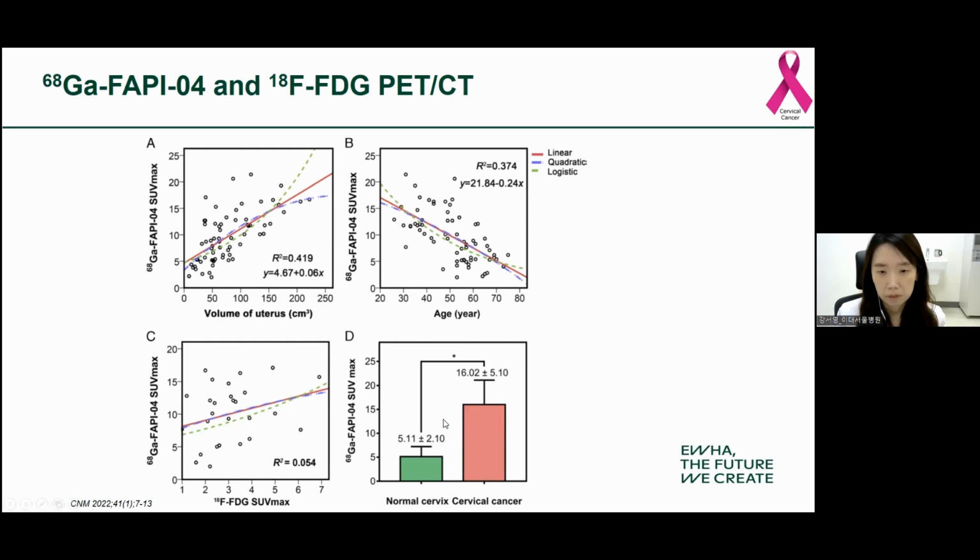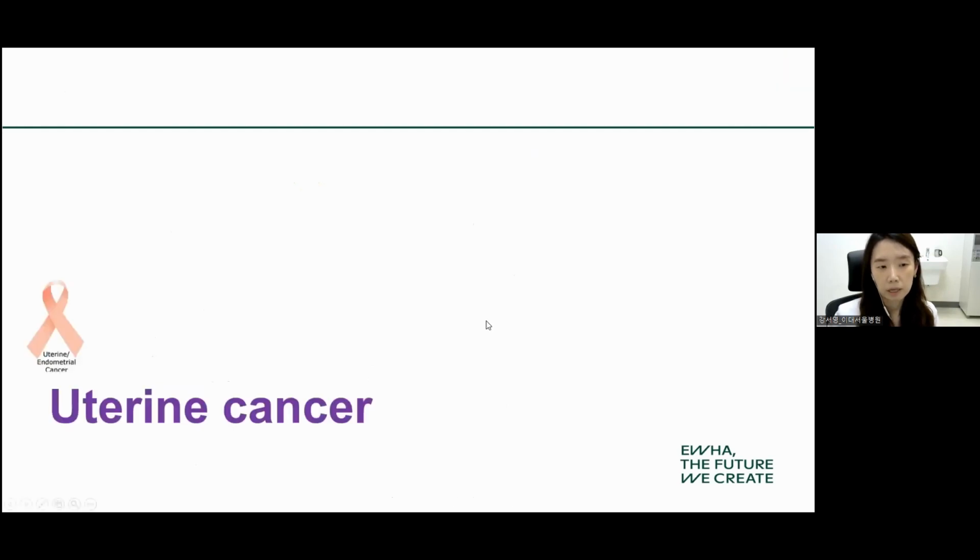So it means although there are a variety of physiological uptakes in the uterus, however, FAPI PET-CT can differentiate cancer uptake from the physiological uptake in the uterus. Okay, this is the end of the cervical cancer. Now let's move on to uterine cancer.